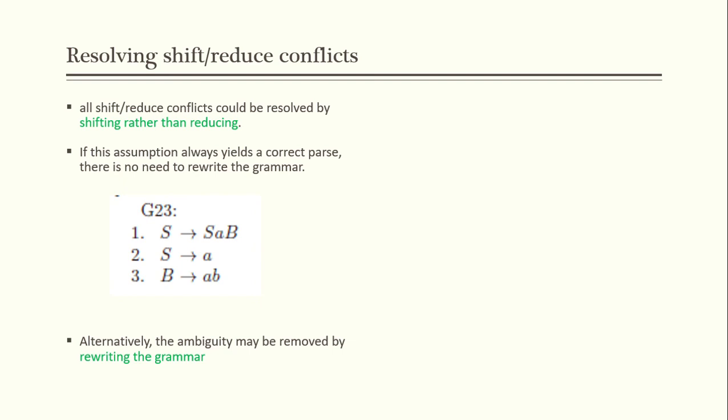But alternatively, if that also doesn't work, meaning that you already shifted rather than reduced, but you also didn't get to the accepting state, it means that you need to rewrite the grammar. So there are two ways to resolve a shift reduce conflict. Either you shift, or you need to rewrite the grammar. So there are two ways to do it.